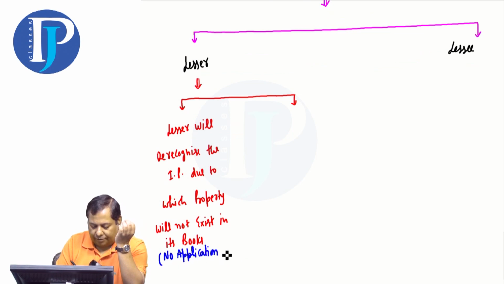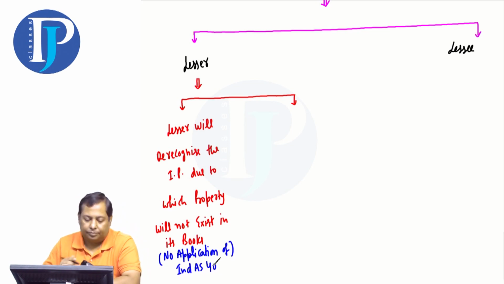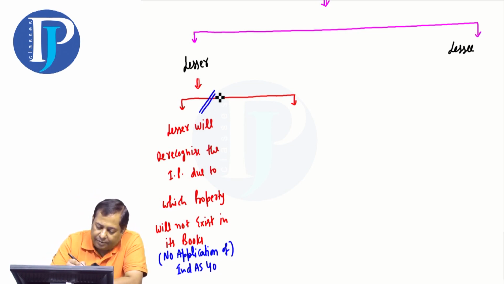No application of Ind AS 40. And an entry is passed over here. Let's enter this. Lessee account debit to investment property.